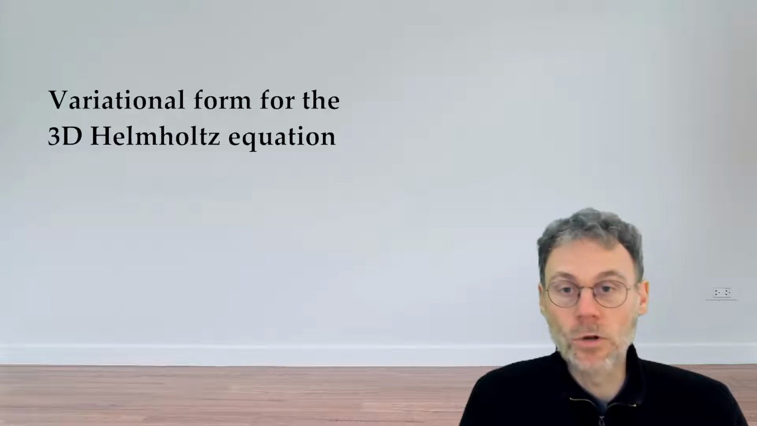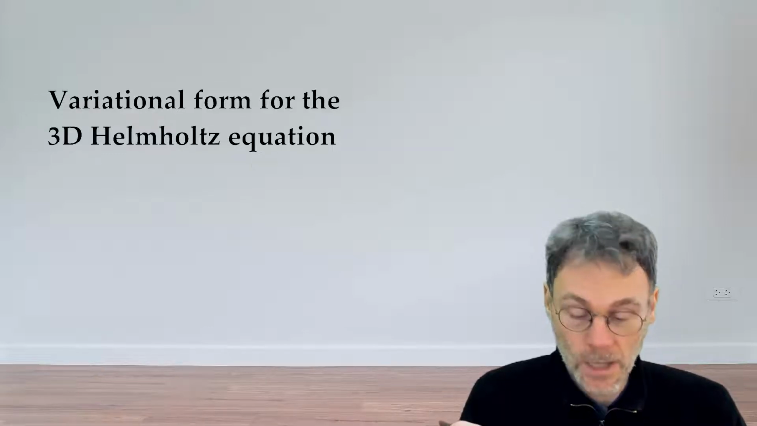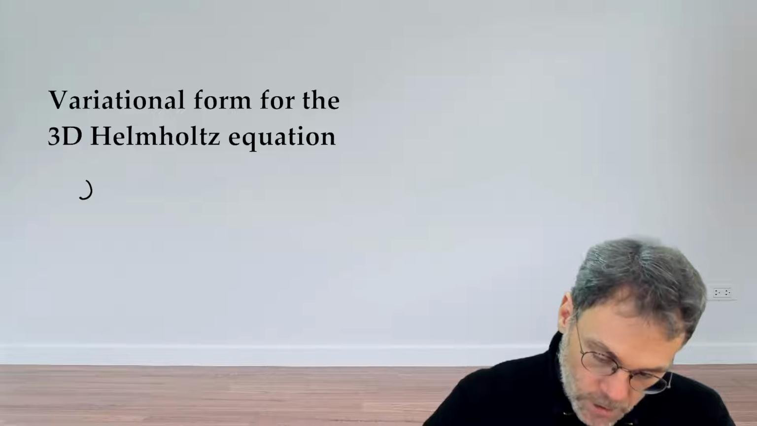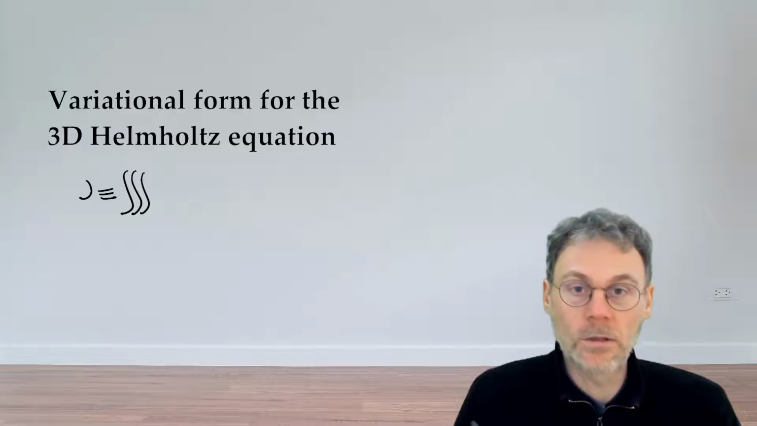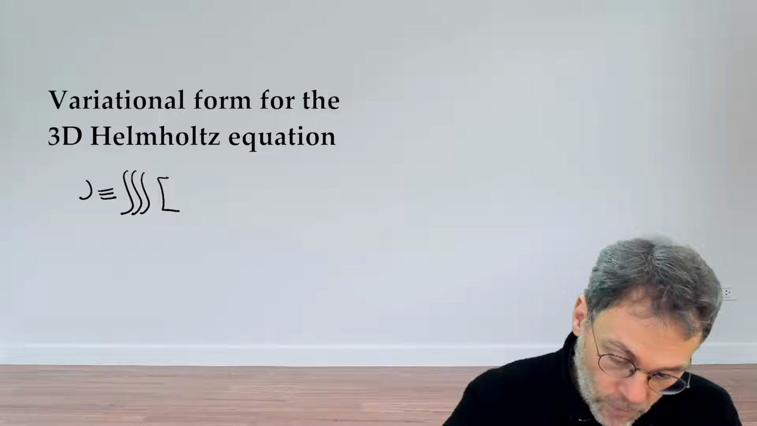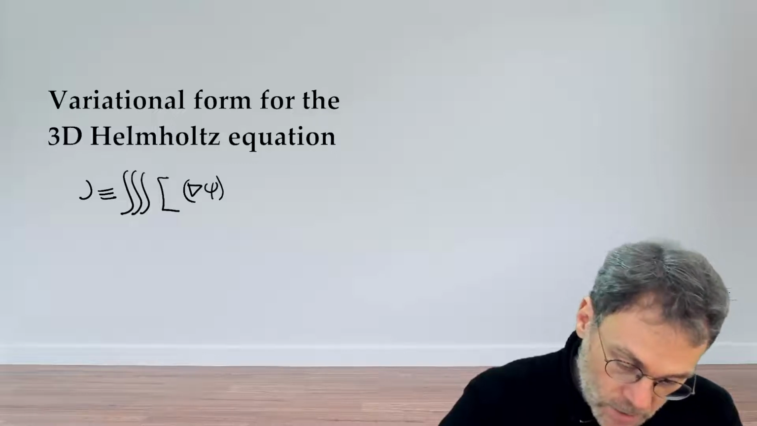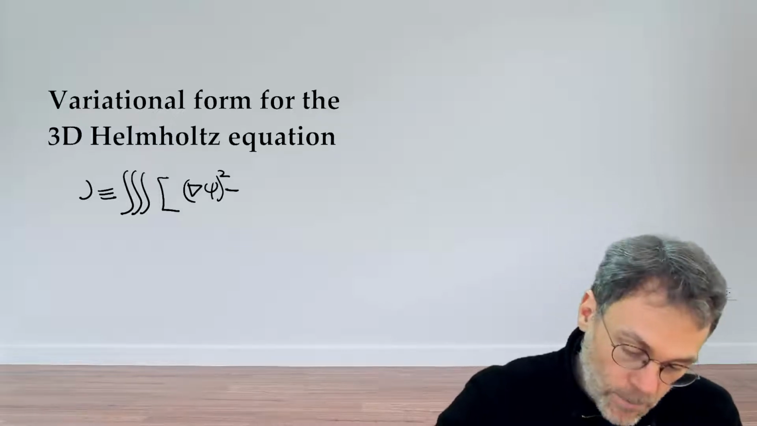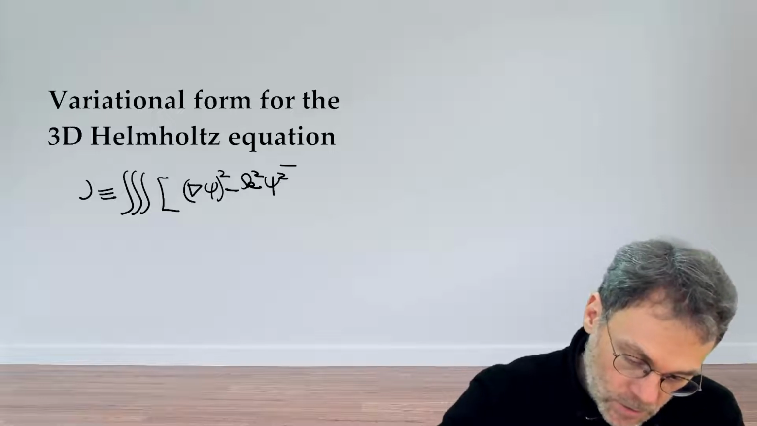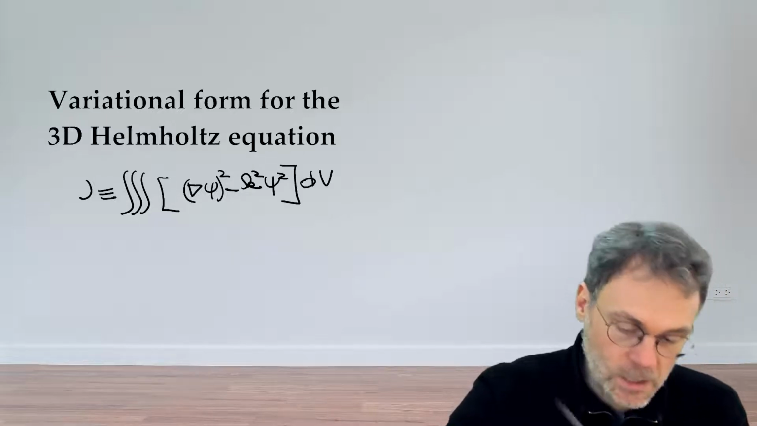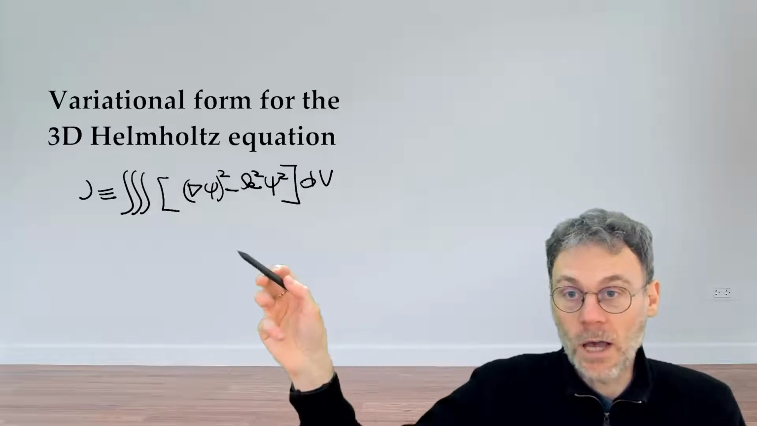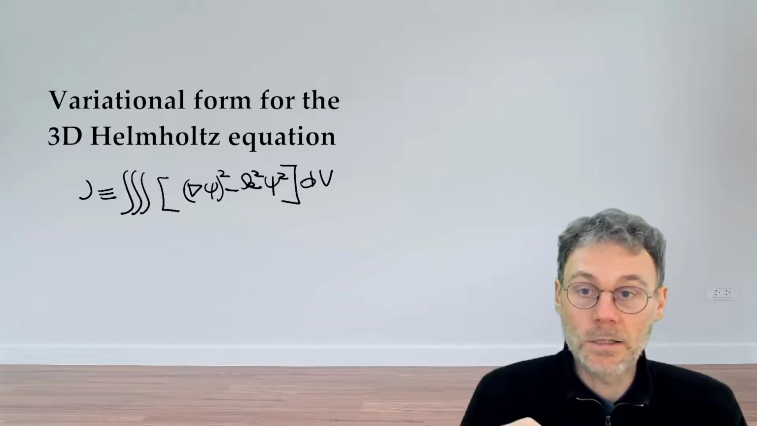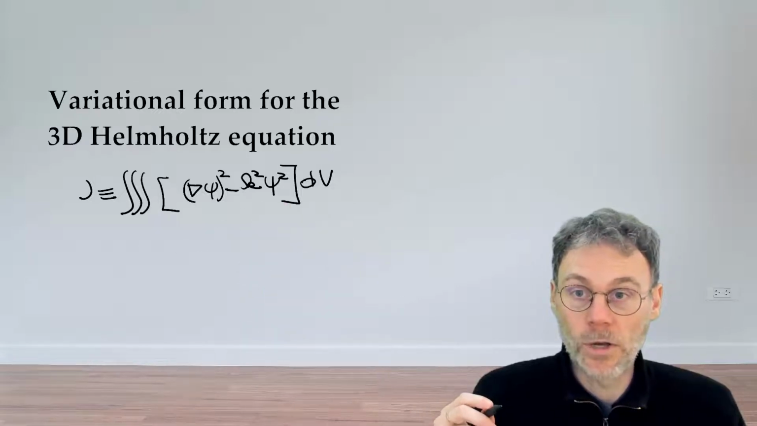So this is exactly what we're going to do in this video, and just to spice things up a little bit, we're also going to move from 1 dimension to 3 dimensions. So the functional we're going to be considering is a volume integral here, because we're working in 3 dimensions. And then we're going to replace the derivative of psi with the gradient of psi. So then we have gradient psi squared minus k squared psi squared, and then this whole thing integrating over the entire volume dV. And then the question is, can we find a psi which minimizes this functional, and is this equivalent to solving the Helmholtz equation?